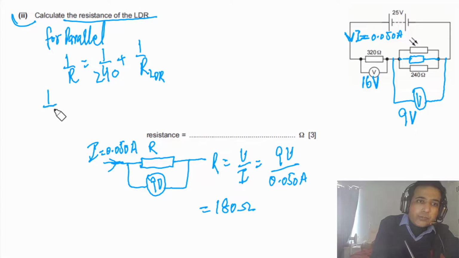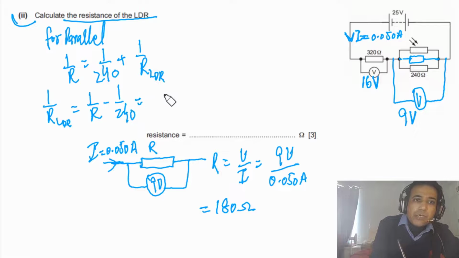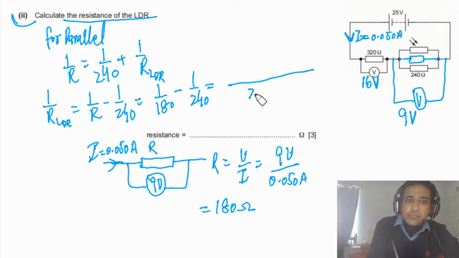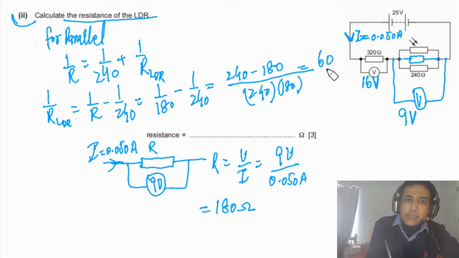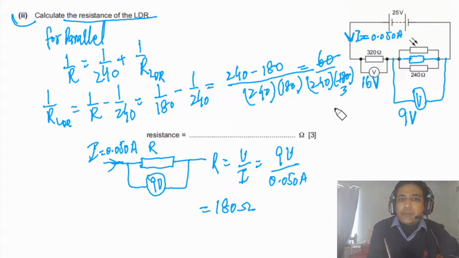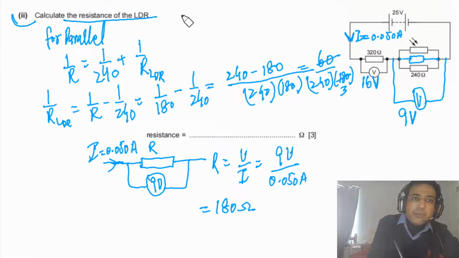We need to find the resistance of the LDR. We can say R LDR will be equal to 1 over capital R minus 1 over 240. R is equal to 180, minus we have 1 over 240. From here we can take the LCM. We can say this is 240 multiplied by 180. So we will get 240 minus 180, and this will be equal to 60 divided by 240 times 180. So this is 60, so here we will get 3. So this is 3.